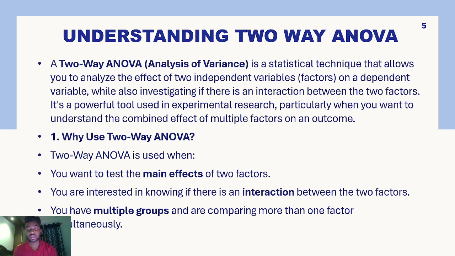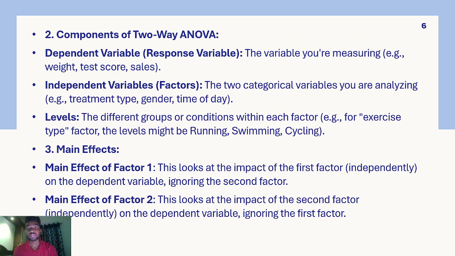When do we use two-way ANOVA? Two-way ANOVA is used when you want to test the main effects of two factors, you are interested in knowing if there is an interaction between the two factors, and you have multiple groups and are comparing more than one factor simultaneously.